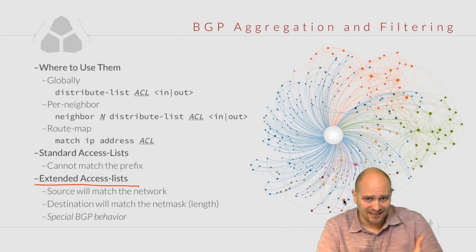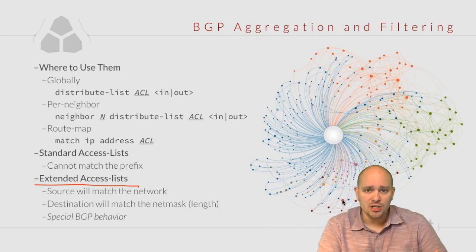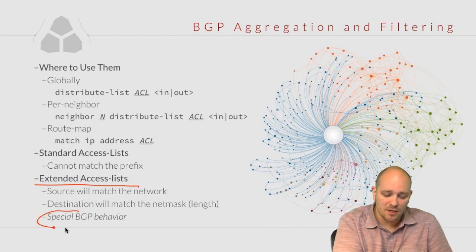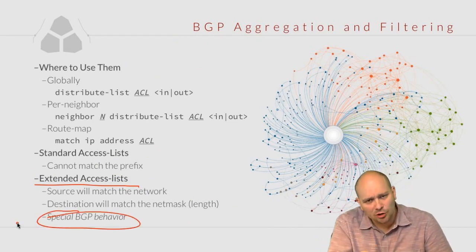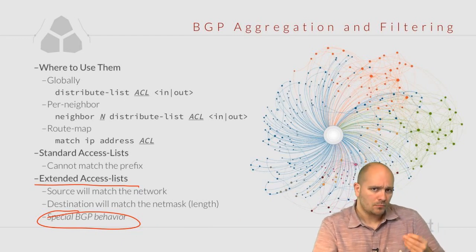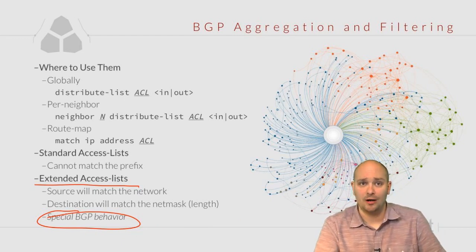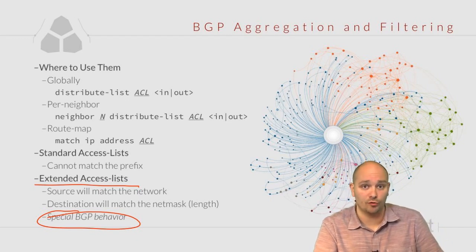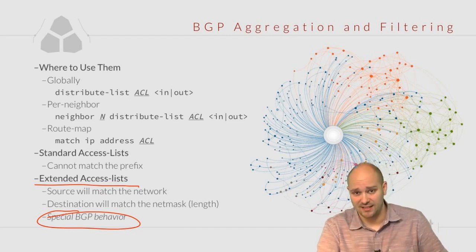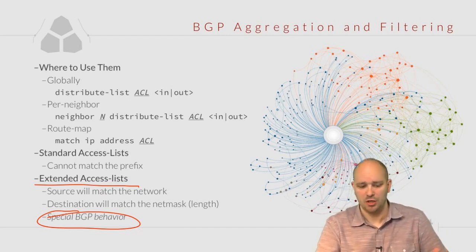Now, using extended access lists for this purpose changes the way extended access lists actually behave, and this is a special BGP behavior. It's not so special for BGP because it exists in some other conditions, like for example, route leaking from level 2 to level 1 for ISIS routes, and also in route redistribution route maps, this behavior of extended access lists can be exploited, can be used.